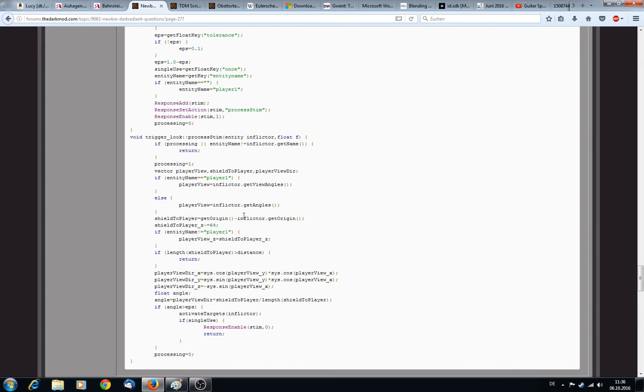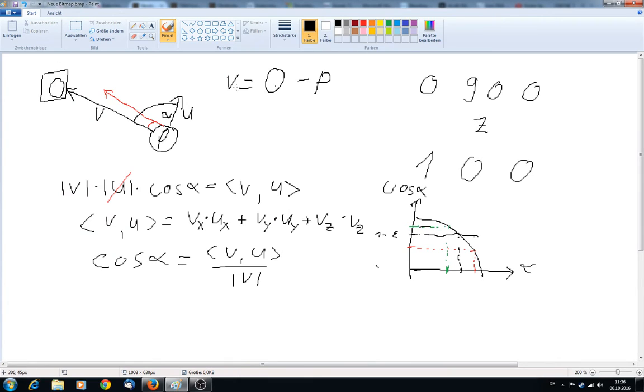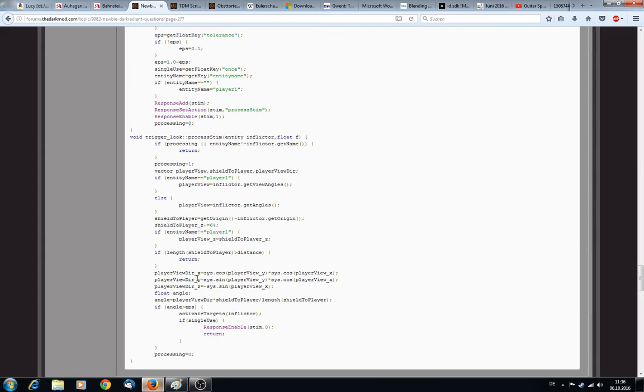We have this shield to player get origin minus inflictor get origin. Inflictor is normally the player. So this is the first equation we had here: the origin of our object minus the origin of the player. And then we have this Z component which is decreased by 64 doom units. This is because the origin of the player is at his feet, but we actually want his eyes. So hence we change this value a bit. These are small things actually.